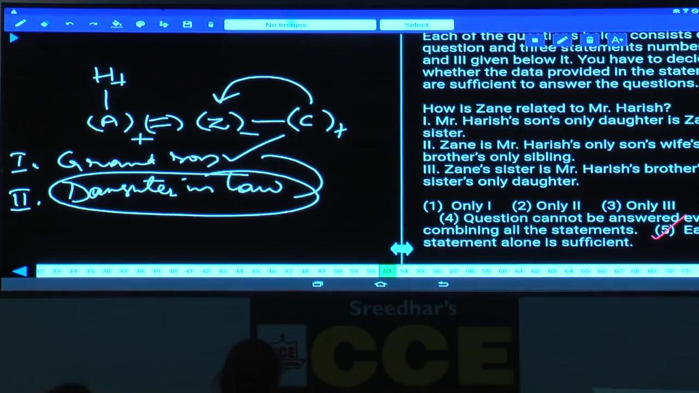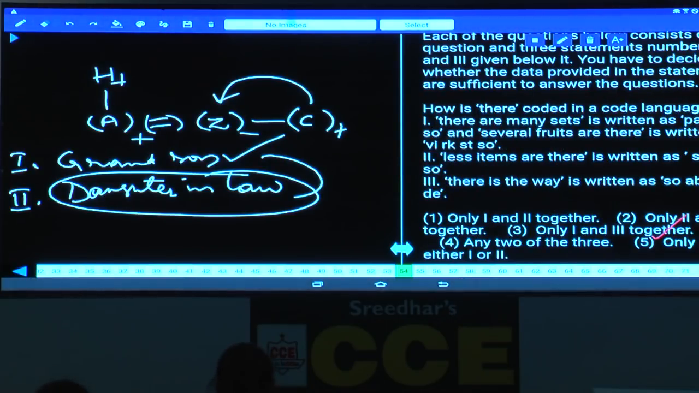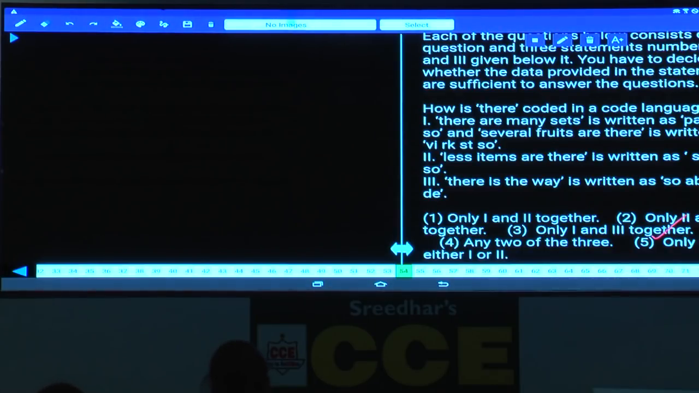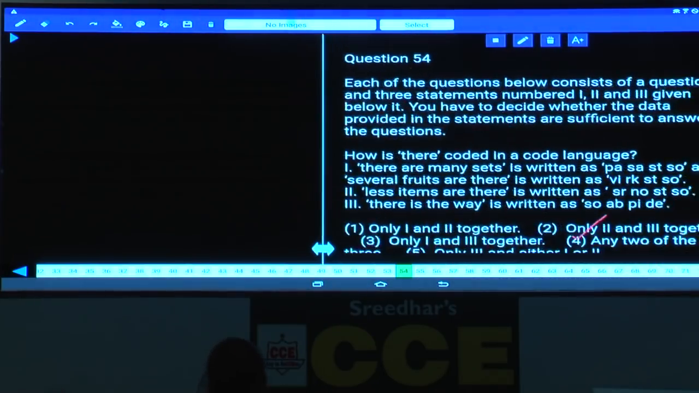Why is he increasing the number of statements? Because, in order to waste your time. And now we should escape from that. And this is about question number 54.